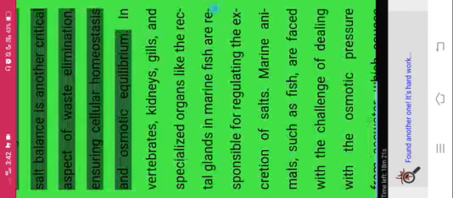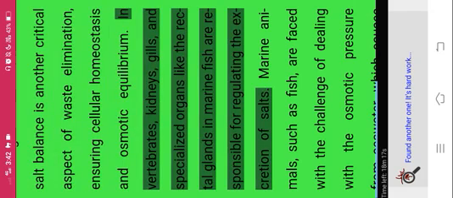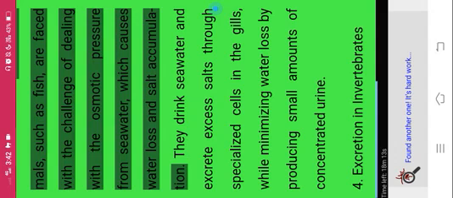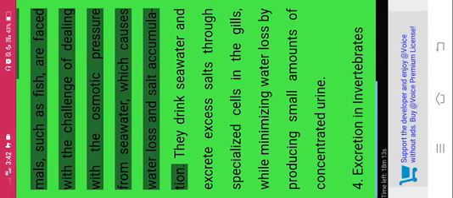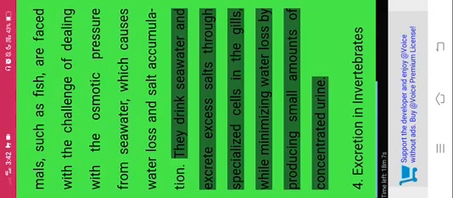3. Salt and water balance. The regulation of water and salt balance is another critical aspect of waste elimination, ensuring cellular homeostasis and osmotic equilibrium. In vertebrates, kidneys, gills, and specialized organs like the rectal glands in marine fish are responsible for regulating the excretion of salts. Marine animals, such as fish, are faced with the challenge of dealing with the osmotic pressure from seawater, which causes water loss and salt accumulation. They drink seawater and excrete excess salts through specialized cells in the gills, while minimizing water loss by producing small amounts of concentrated urine.